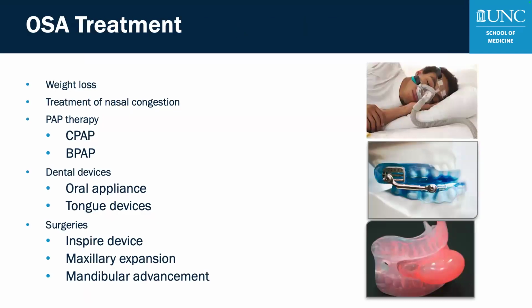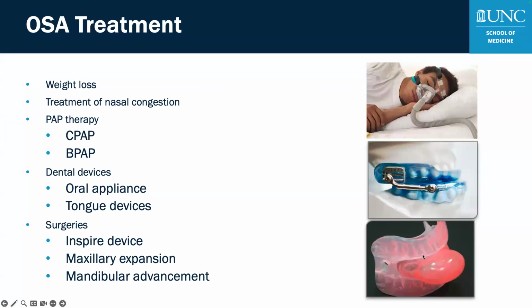So what do you do about it? What are the treatments? Weight loss is a big one. The obesity makes you more likely to have sleep apnea. You can treat nasal congestion, and that can help a little bit, but really these three are the big ones. PAP therapy, which stands for positive airway pressure, CPAP, BiPAP, most of it. There are dental devices, so an oral appliance, a mandibular advancement device, and I'll talk about these more.